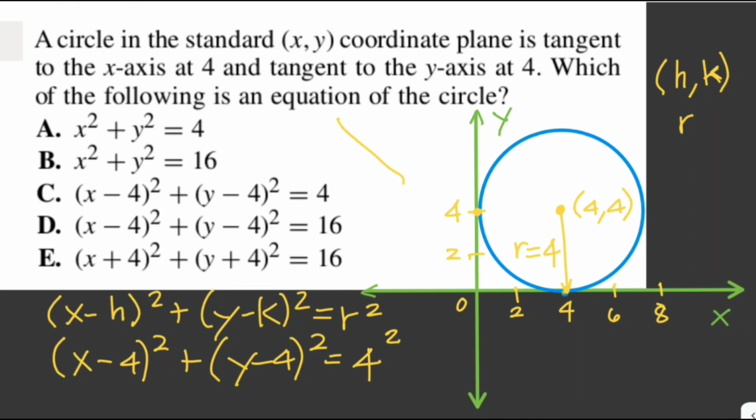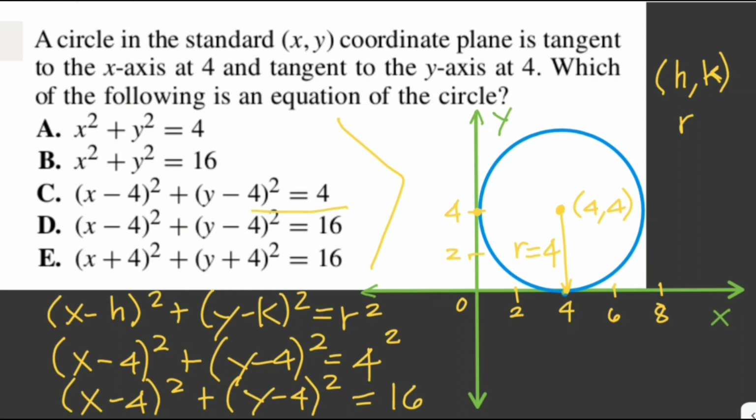Alright, we don't have 4 squared in the choices here. So we can just write the equation of the circle as this one. And that is equal to 16. Therefore, the answer here is letter D.